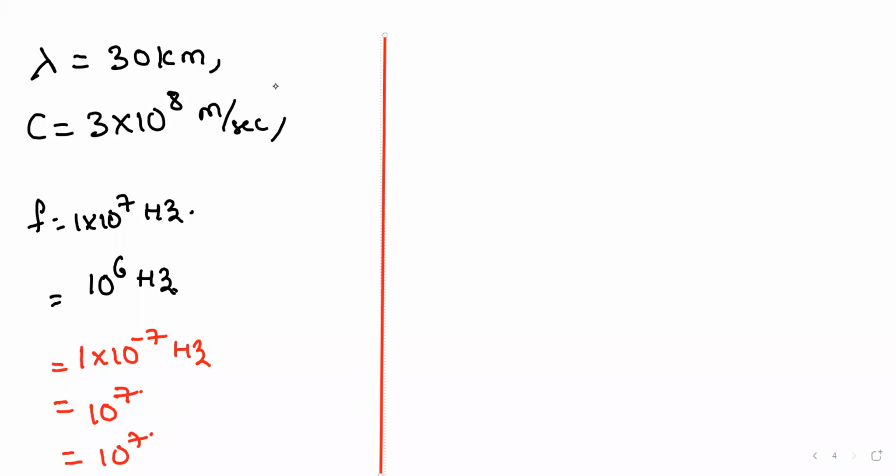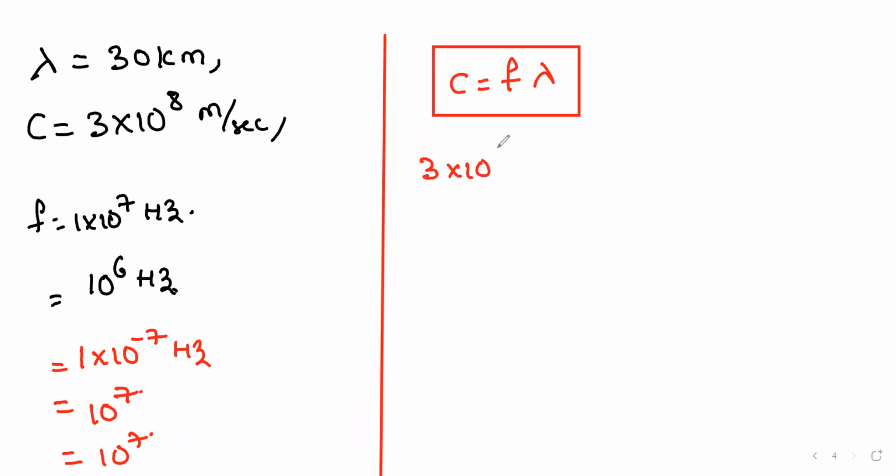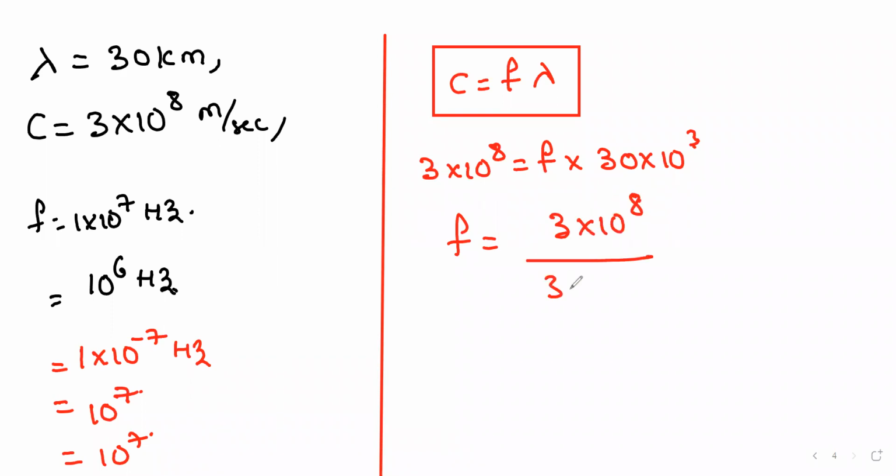Now look here. Here we have to use the same formula. C, the velocity of electromagnetic wave, is equal to frequency into lambda. We know that the velocity of electromagnetic wave is 3 into 10 power 8. Frequency is f. Lambda is 30 into 10 power 3. So frequency is 3 into 10 power 8 by 30 into 10 power 3.